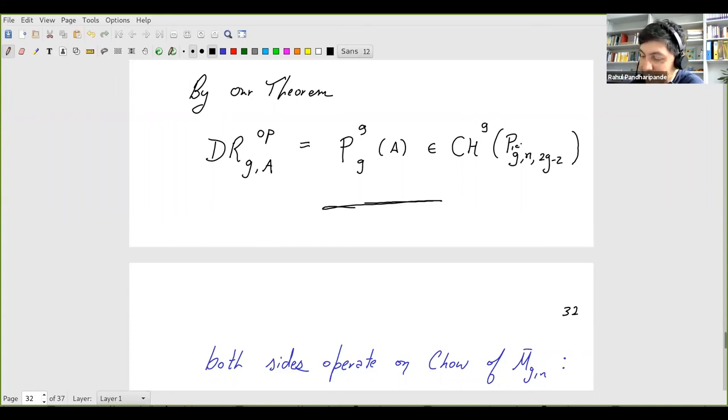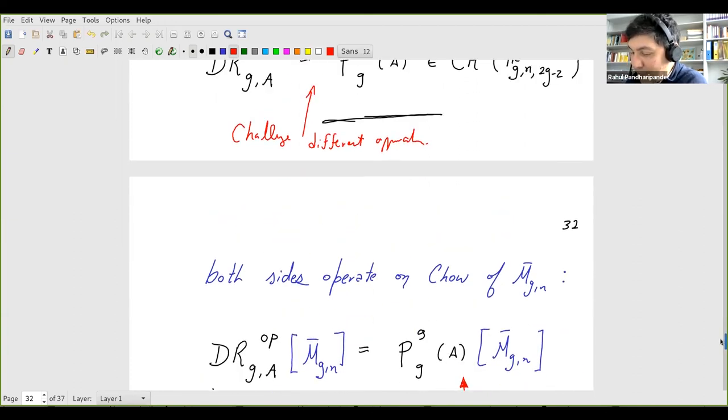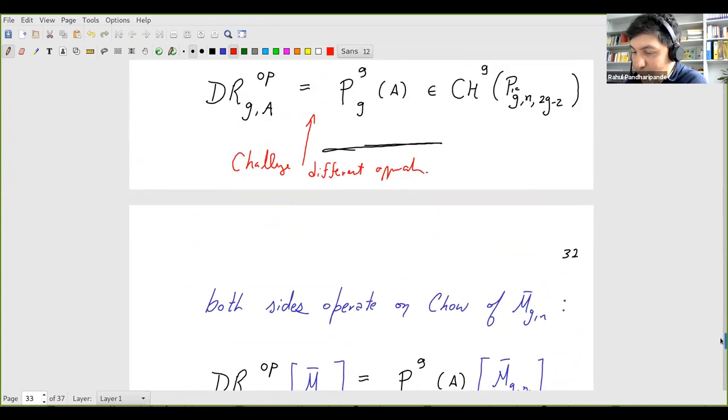And I think it'd be kind of interesting to find some different approach. So this is maybe a challenge: find a different approach for this equality. Because as it's stated here, it really has nothing to do with stable maps or anything like that. But the kind of proof that we found has gone through that path. So there must be some way that doesn't need that.